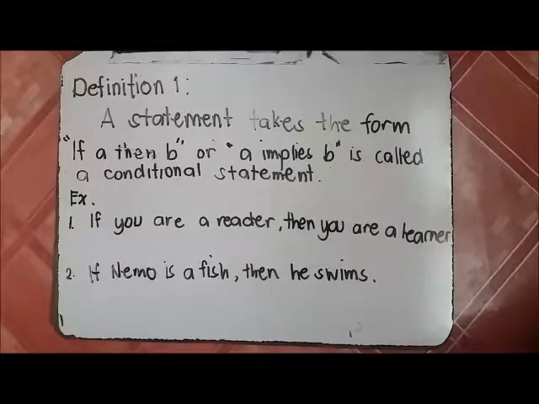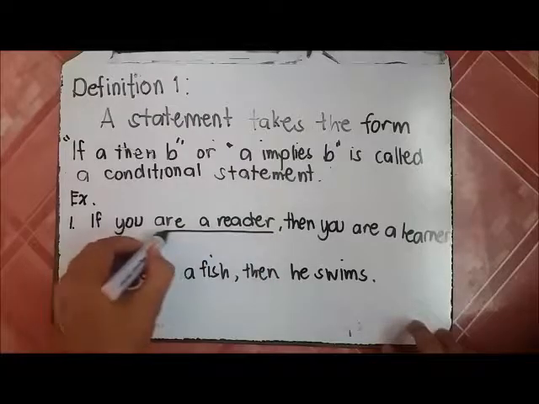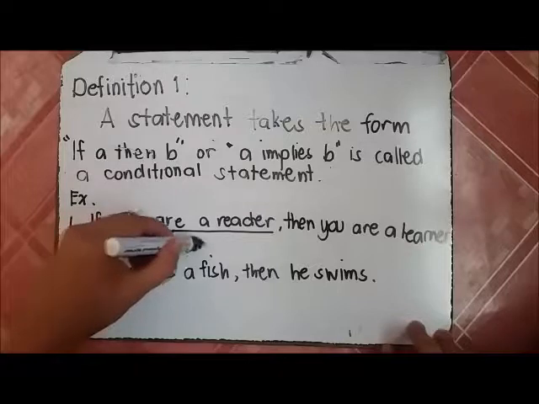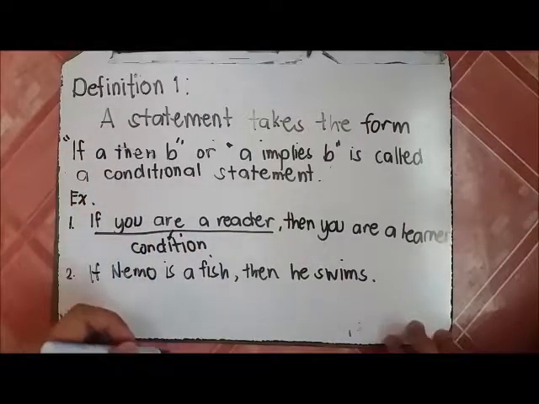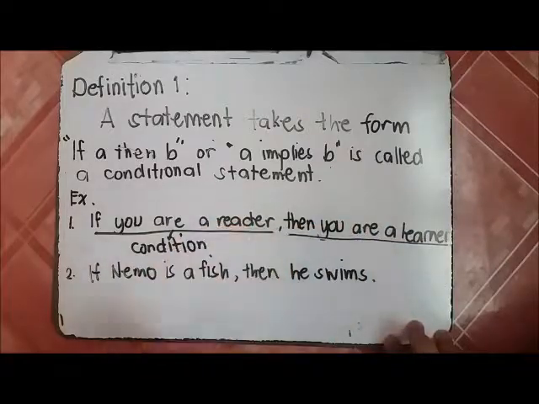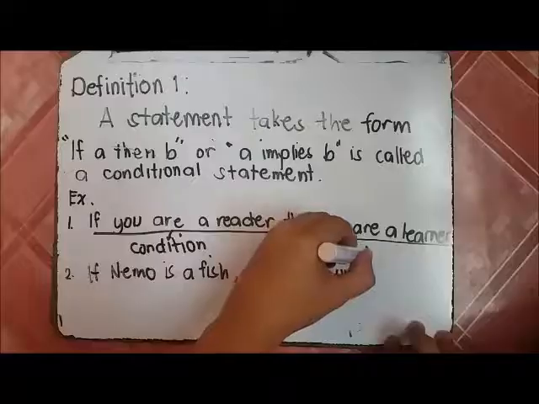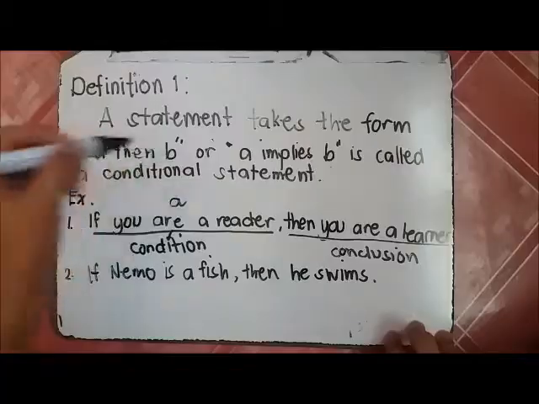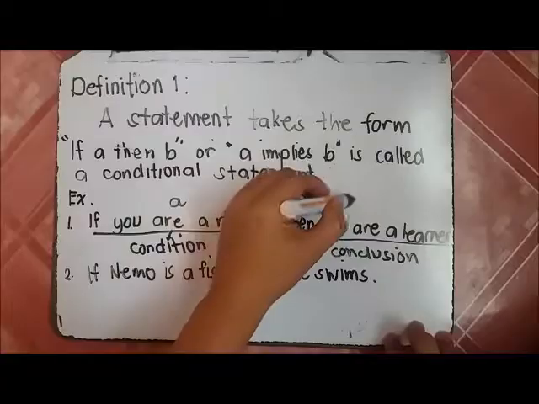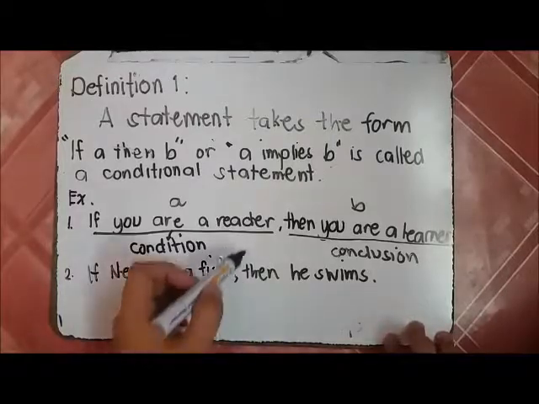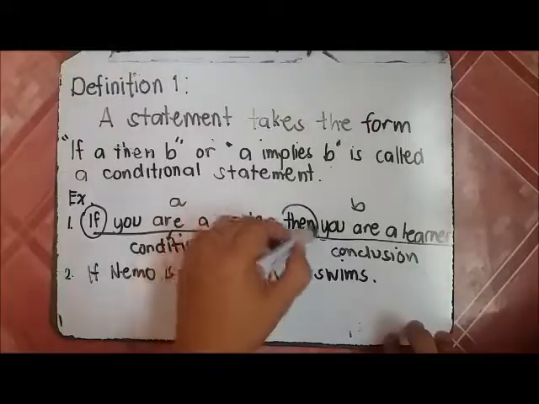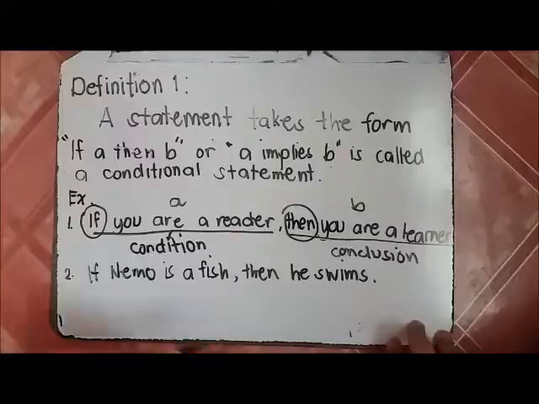So in this statement, the condition here is if you are a reader. So this is the condition. And the conclusion here is then you are a learner. So these statements represent the A and this statement represents the B. So this is in the form of a conditional statement because it starts with an if and the conclusion starts with a then. The second example is if Nemo is a fish, then he swims.